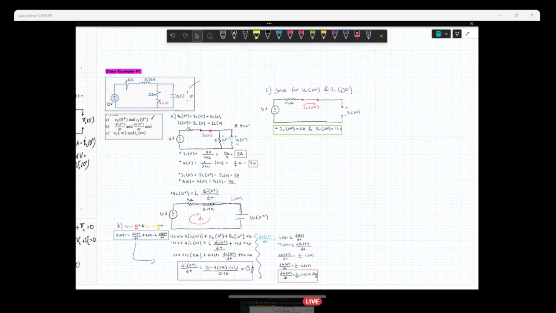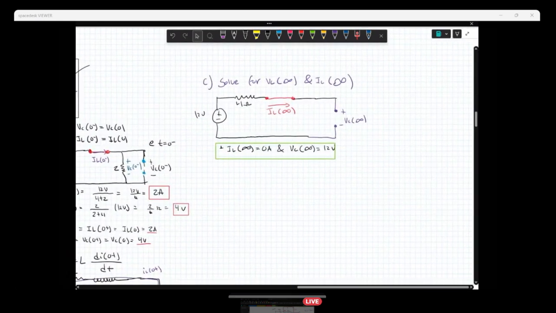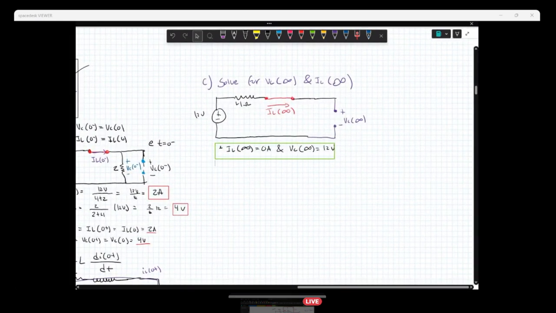Okay. Wait, what's IL of infinity equal to there? What? I can't see it. What's IL of infinity equal to? I can't see it. You said it's 0. Oh, 0. Oops.